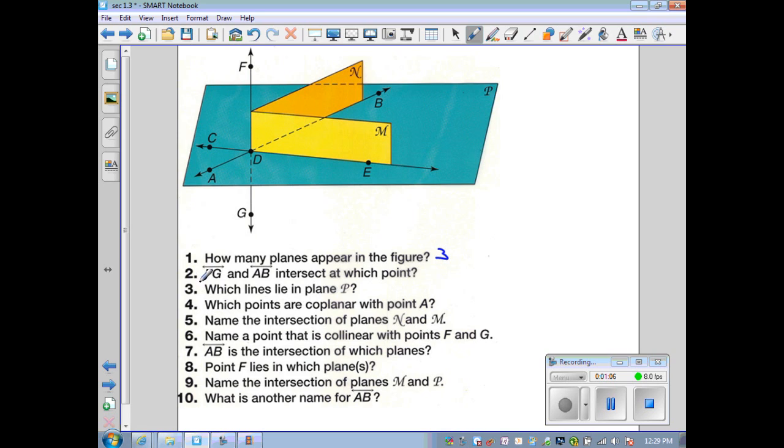Number 2, line FG and line AB intersect at which point? Line FG is actually going through the green plane. The green plane is like a sheet of paper that is laying on the desk. So it is actually not contained in the plane, it goes through it. Here, AB is contained in the plane. But remember, from a previous postulate, 2 lines intersect at one point. Their point of intersection is point D.